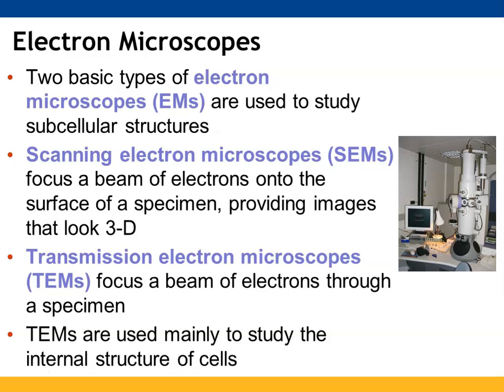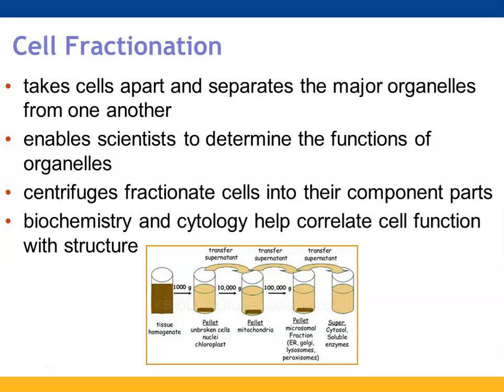Specifically, scanning electron microscopes will take a beam of electrons and push them onto a specimen surface, and by doing that, it's able to provide what appears to be 3D images. Transmission electron microscopes take a beam of electrons and put it through a specimen so that you can examine its internal structure. If we look at cell fractionation, that can actually break cells apart and then separate organelles from one another so that we can identify what their functions are.